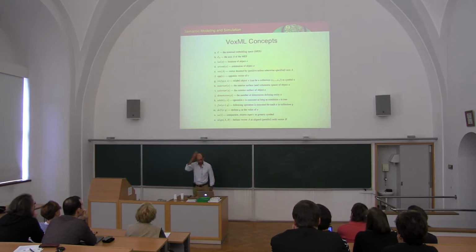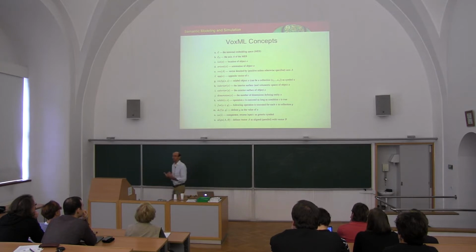So the concepts are what you might imagine you would have to have if you're going to look at the visual or three-dimensional representation of semantics. We have an embedding space. We have something called the minimal embedding space, which is what I was just talking about before.